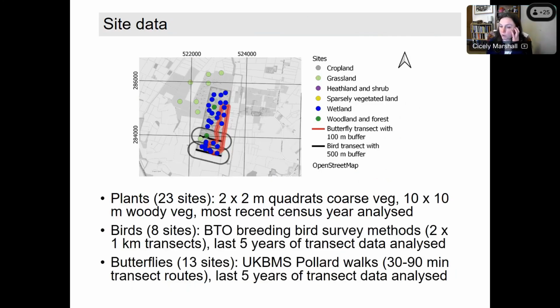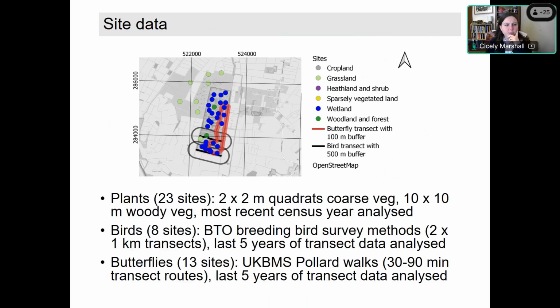So this is a map of one of our sites. This is Woodwalton Fen in Cambridgeshire. Each point is a quadrat where we have botanic data recorded, and they're 2 by 2 meters. In red is the butterfly transect route that was walked, and the black is the bird transect route.